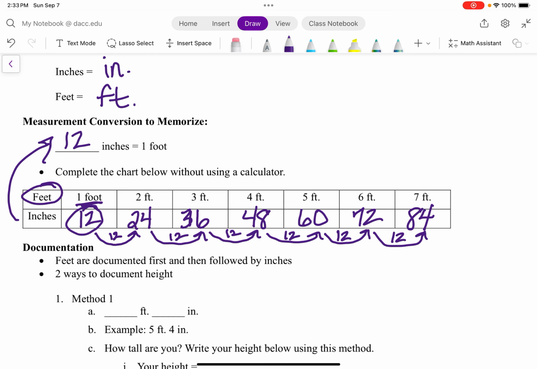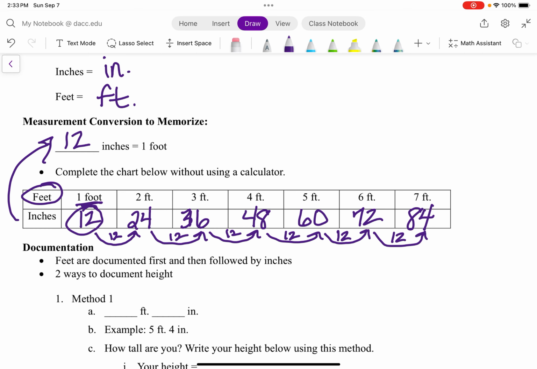This chart right here will be very helpful for you. When you're doing the exam, it might be helpful for you to write something like this on the paper, so that you don't necessarily need to use a calculator to do conversions, as we will see a little bit later.